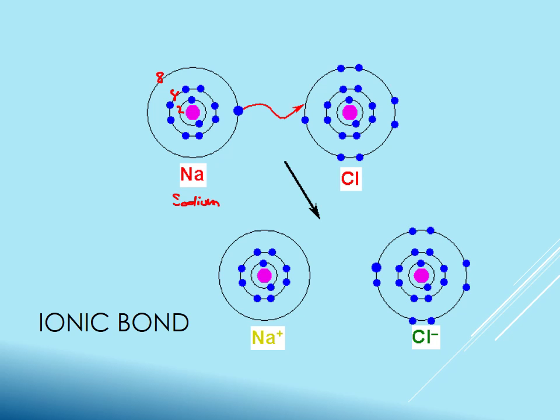Actually, sodium would be much happier if it just lost that last electron, because its next outermost shell would be totally full. So it'd be, oh, I'm all happy, I'm filled up. Now remember, if we lose electrons, we don't change the number of protons in the nucleus, so that creates an imbalance in charge.